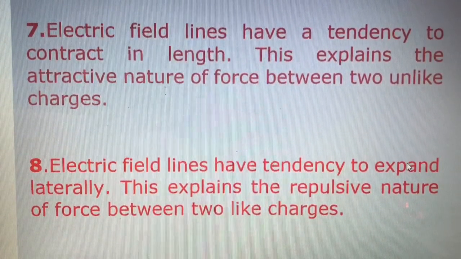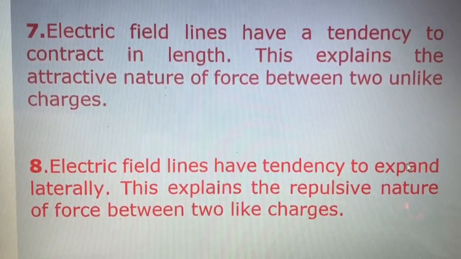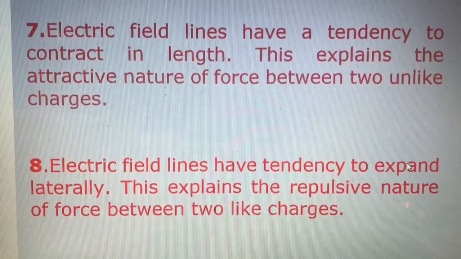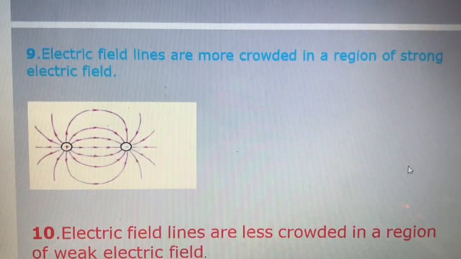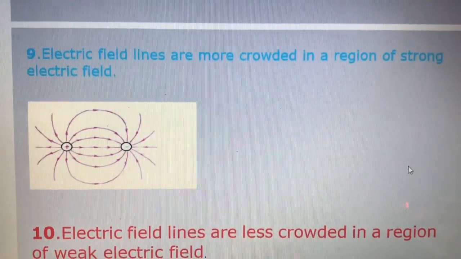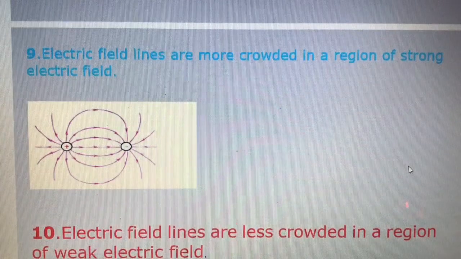But one point charge is positive, another charge is negative. At that time, the electric field lines have a tendency to contract in length. And the next property is that electric field lines are more crowded in a region of strong electric field. Where the electric field is very strong, the field lines are more crowded.